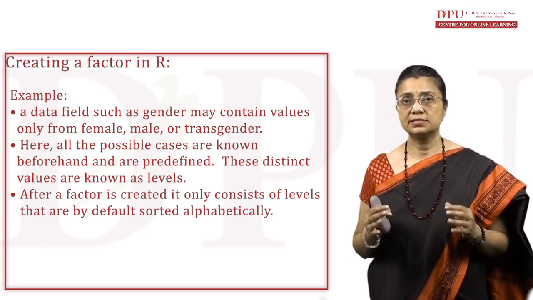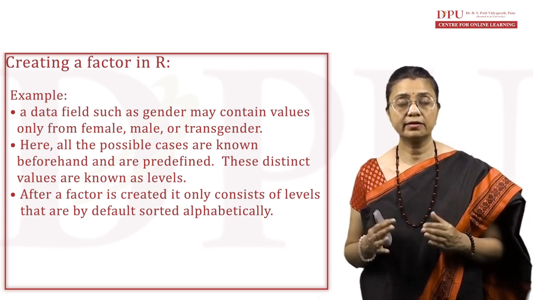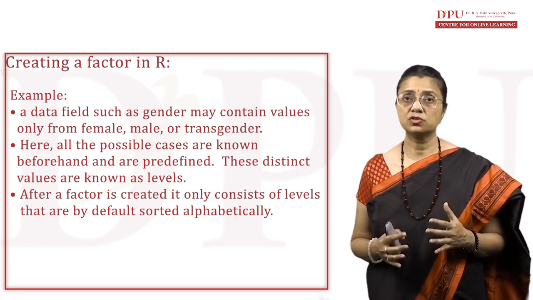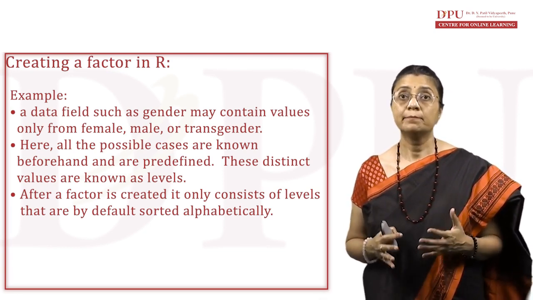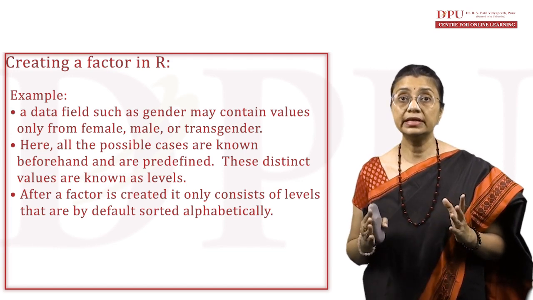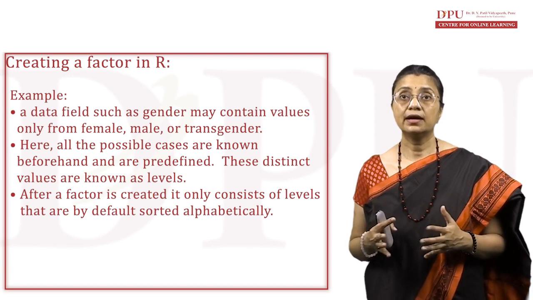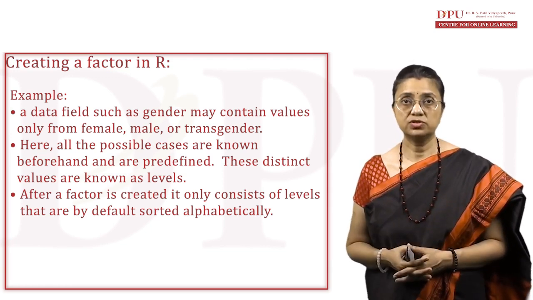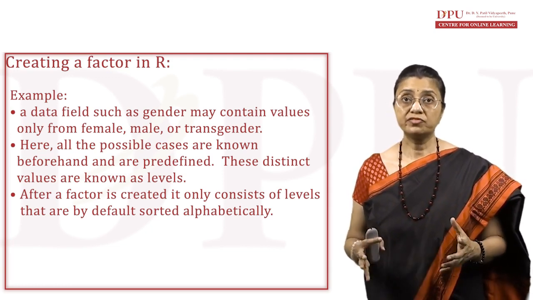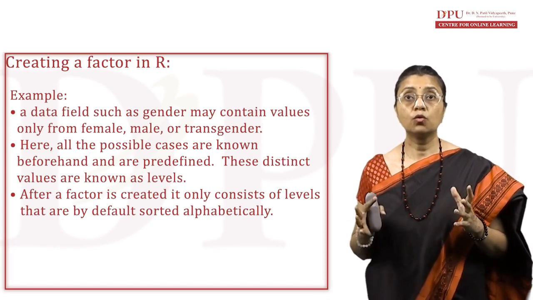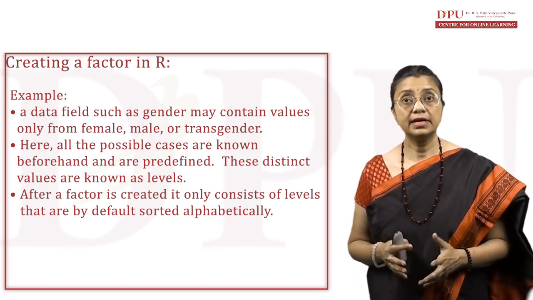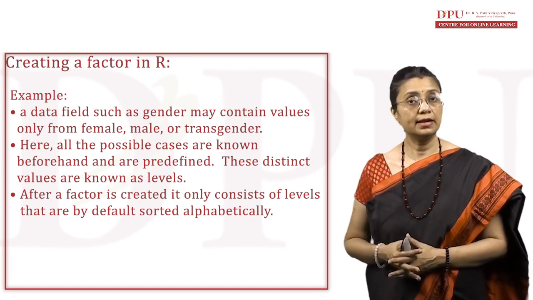So suppose I have a variable gender where I am storing information of, let's say, 1 lakh employees, but there are only three values stored in the field gender, and they are female, male, or transgender. So after a factor is created, it only consists of levels that are by default sorted alphabetically.